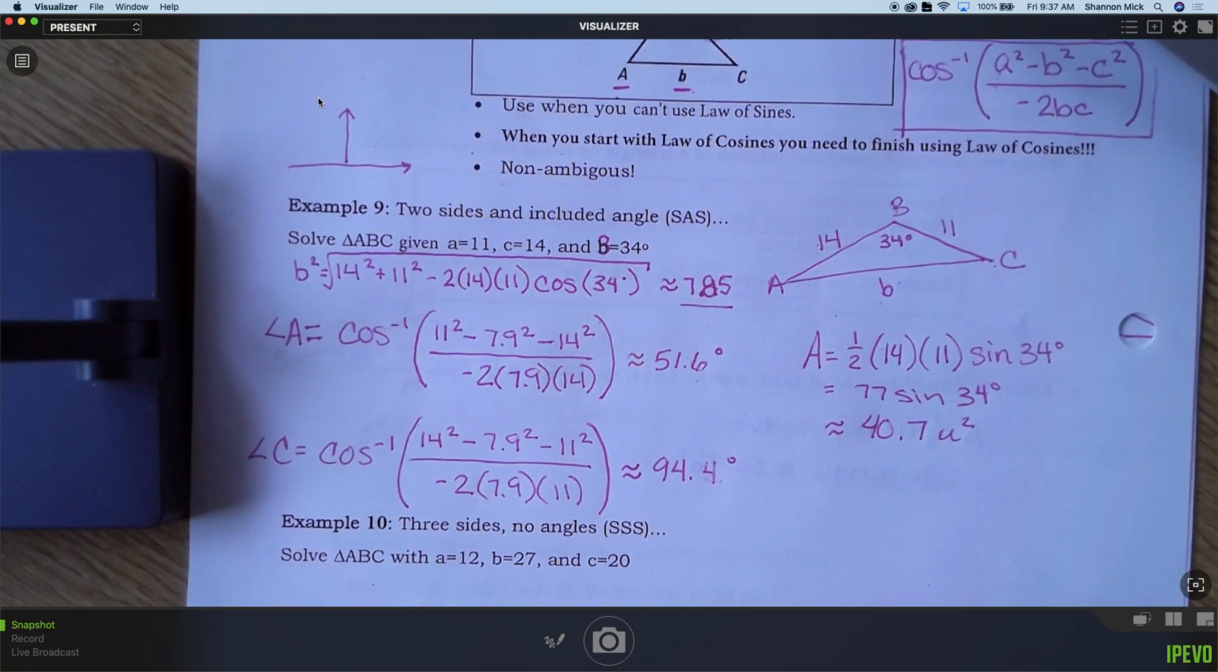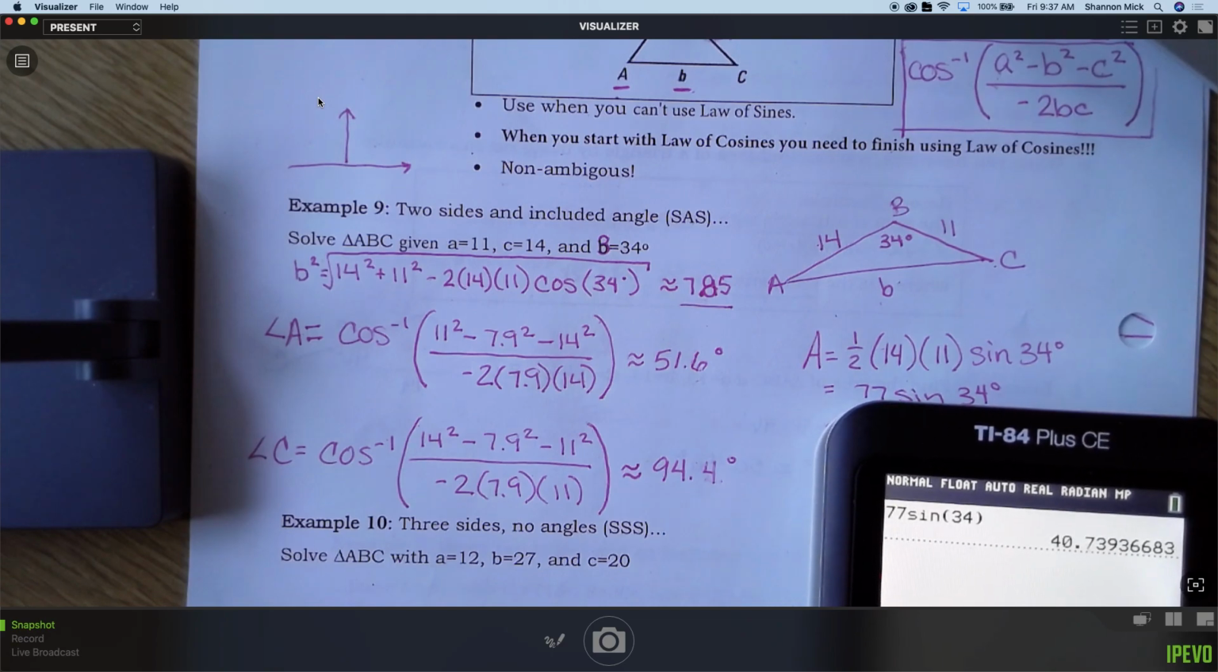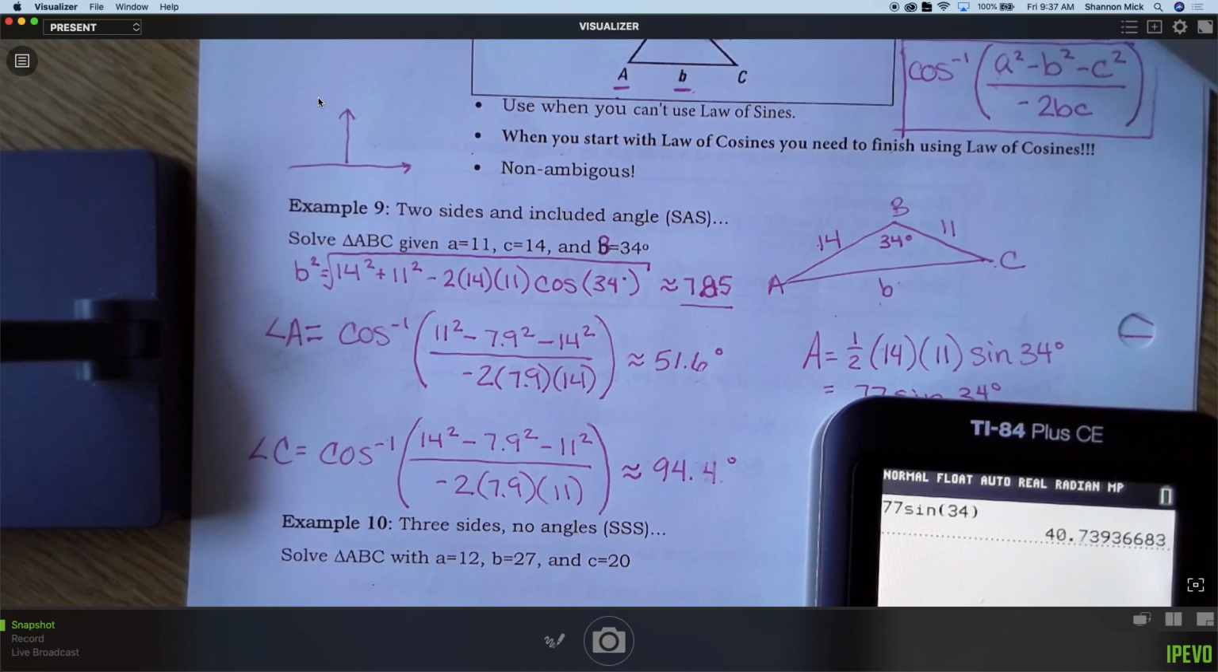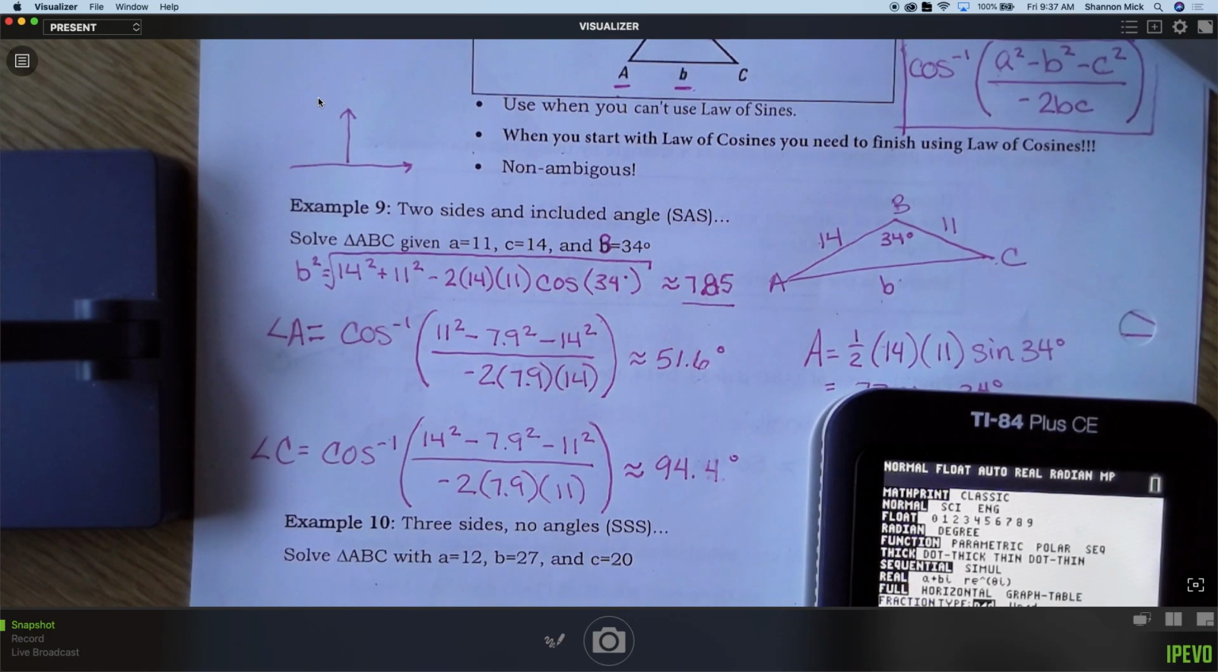You put 77 sine of 34 and got 43? Yeah, I got like 43. Oh, yes, when I reset it, it went to radians. So whoever got the same as me, you were in the wrong mode.